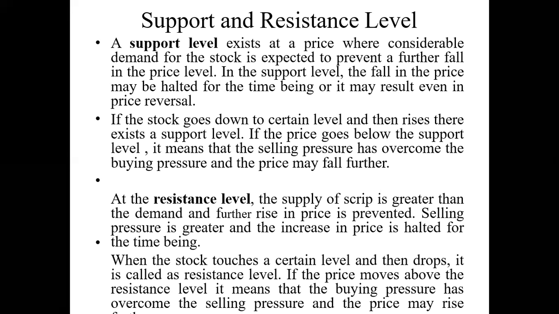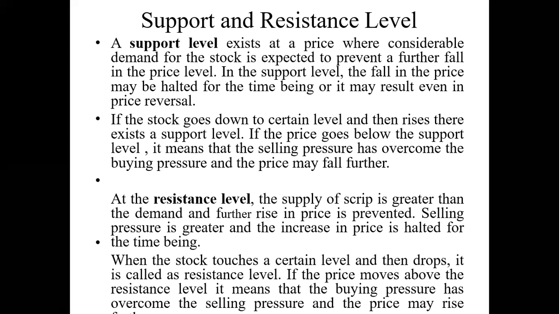In the support level, the fall in the price may be halted for the time being, or it may result even in price reversals. So after that, the falling price may start going up and up. If the stock goes down to a certain level and then rises, there exists a support level. If the price goes below the support level, it means that selling pressure has overcome the buying pressure, and the price may fall further also.